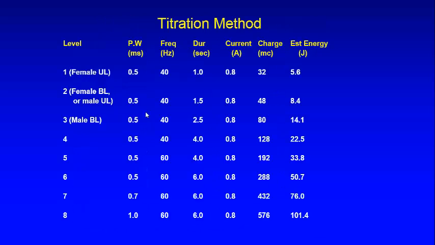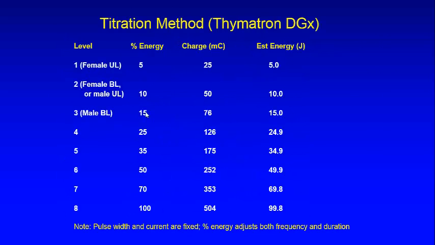And just to show you, this is kind of interesting, it just so turns out that the maximum energy in joules that the machine can put out is about 100 joules, and that turns out to be the same as 100% energy. And you can see here 5 joules turns out to be about 5% energy, so it turns out to be quite convenient that way.